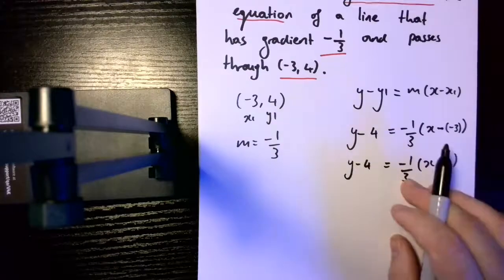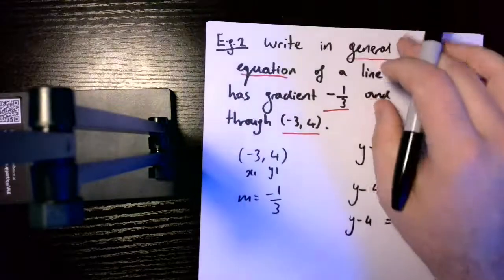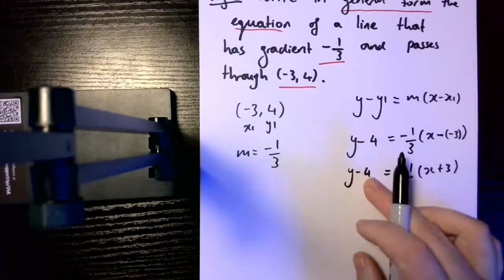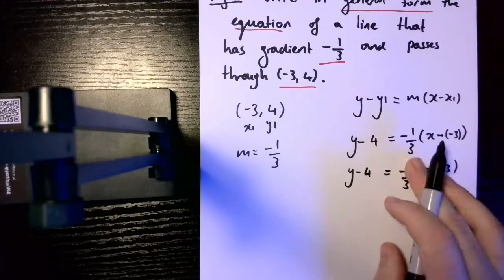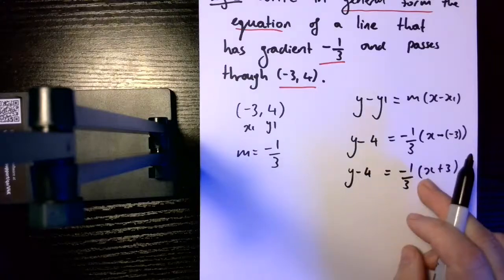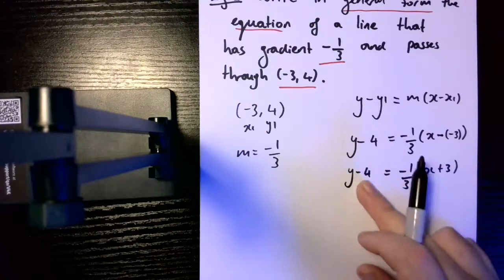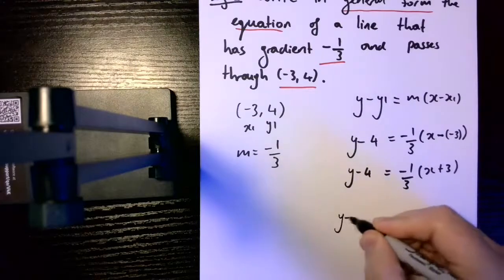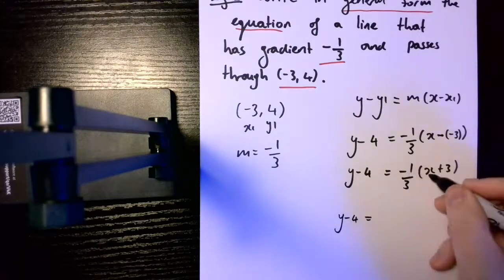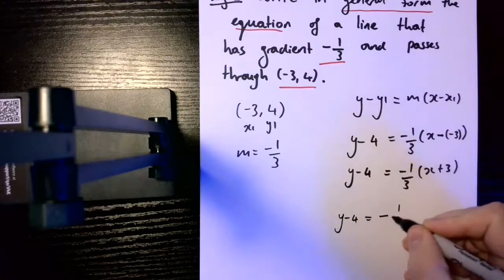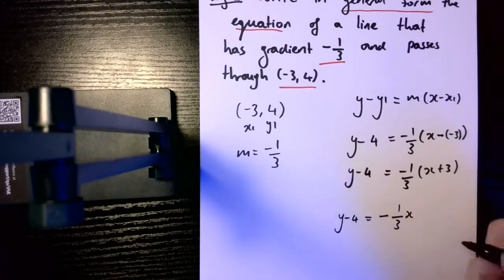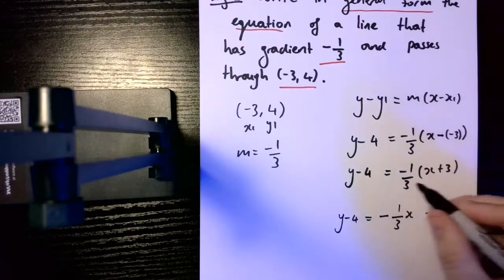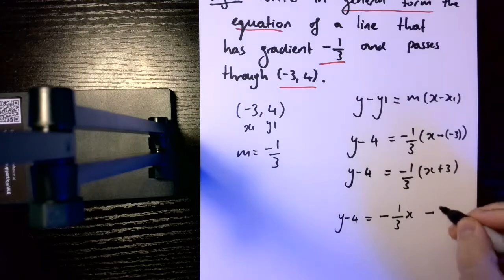You can get rid of the fraction earlier on if you'd like, because remember we are going for general form, and you can multiply this denominator over to the other side, okay? I don't mind how you do it. I'm going to show you how you do it without multiplying the fraction over the other side, okay? So here's what we're going to do. We're going to expand, so y minus 4 equals, and this will be minus 1 over 3 x, right? And then the minus 1/3 times positive 3 will give you minus, and a third times 3 will give you 1.